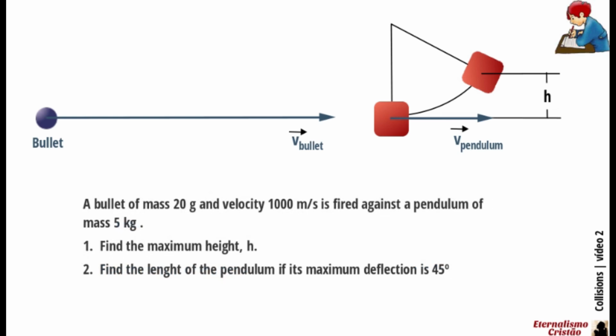Please, try this question. A bullet of mass 20 gram, and velocity 1000 meters per second, is fired against a pendulum of mass 5 kilogram. Find the maximum height, h. Find the length of the pendulum if its maximum deflection is 45 degrees.